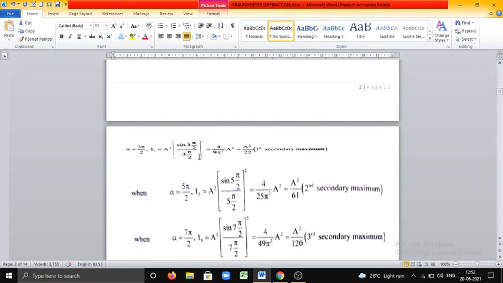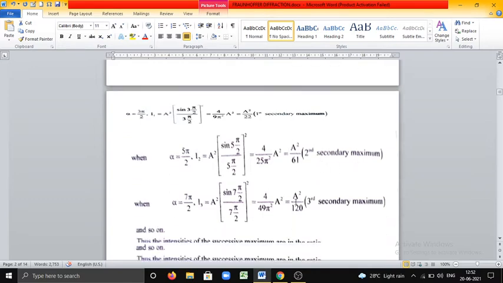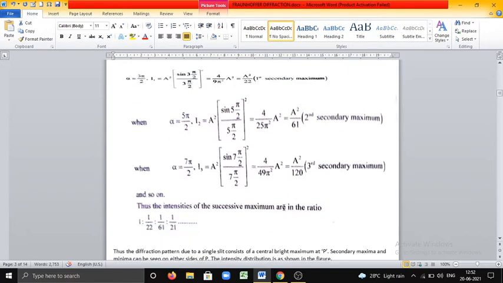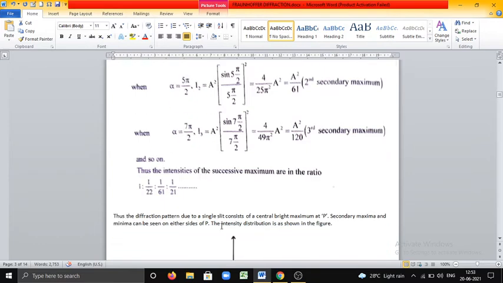We can see that as we move away from the central maxima, the intensity of secondary maxima goes on decreasing. For first secondary maxima, it is a square by 22. For second secondary maxima, it is a square by 61. And for third secondary maxima, it is a square by 120, and so on. That means the intensities of successive maxima are in the ratio 1 is to 1 by 22, 1 by 61, 1 by 120.